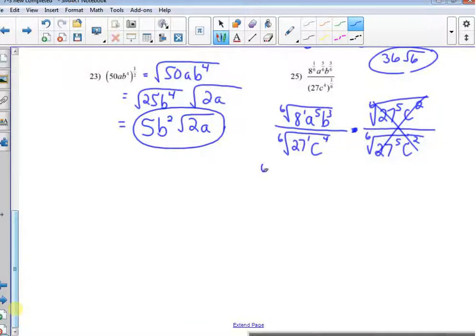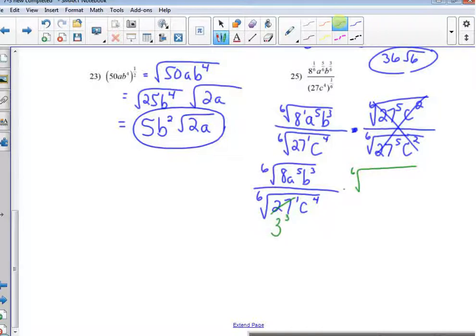So I'm going to take the 6th root of 8, a to the 5th, b to the 3rd, divided by the 6th root of 27, c to the 4th, and I'm going to change that 27 to 3 to the 3rd. We know that 27 is equal to 3 to the 3rd. And then if I just multiply the top and bottom by the 6th root of 3 to the 3rd, c to the 2nd, I'm really only multiplying by 27 to the 1st instead of 27 to the 5th.